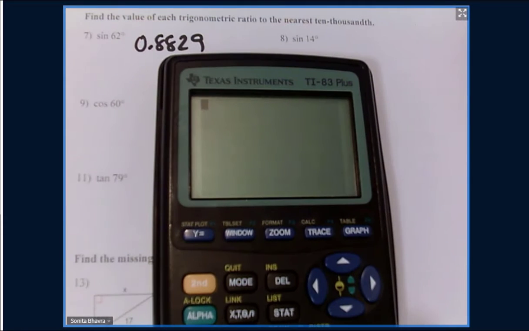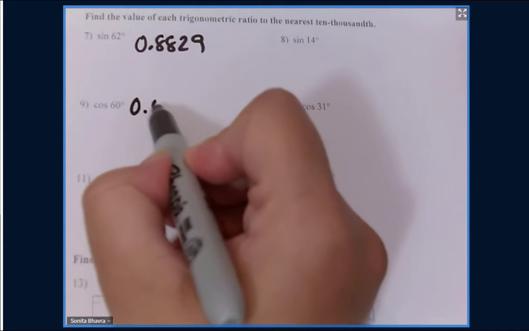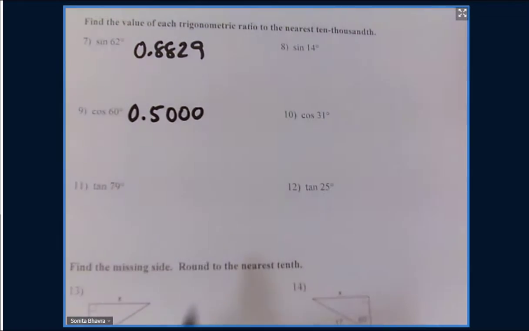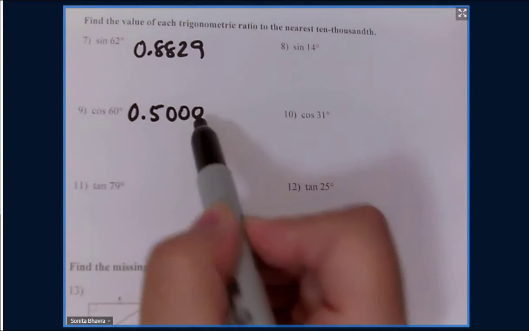So here is my calculator. I'm just typing in cosine of 60 degrees, and it's just 0.5. Since they want it to the nearest 10,000th, you can just put 0.5000. Let me count: 1, 2, 3, 4. No, that's right.